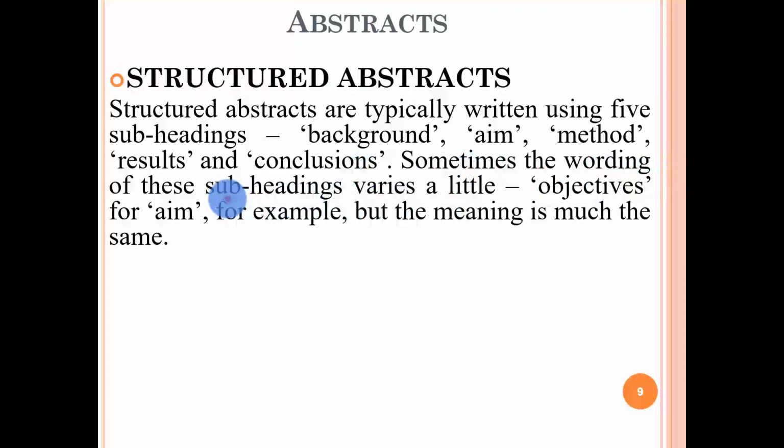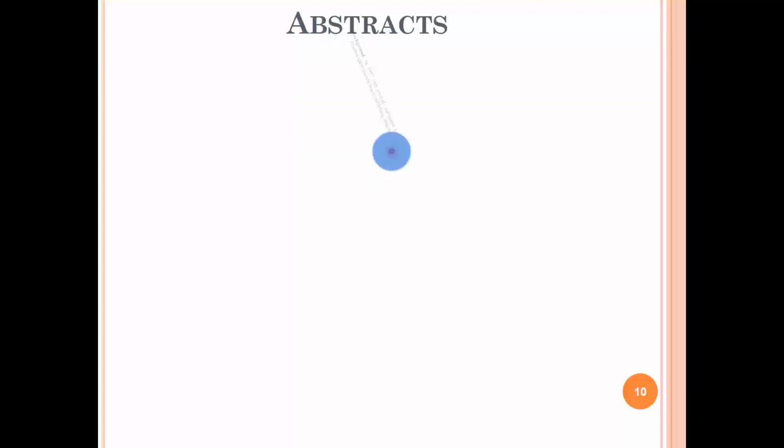Sometimes these wordings of the subheadings might vary a little, like objectives might, as I mentioned, replace aim, for example, but the meaning is much the same. One thing to draw your attention to is that when I say subheadings, this doesn't mean that they have to appear like this as subheadings. No, but the contents should appear. I'll show you how. Let's just explain these one by one.